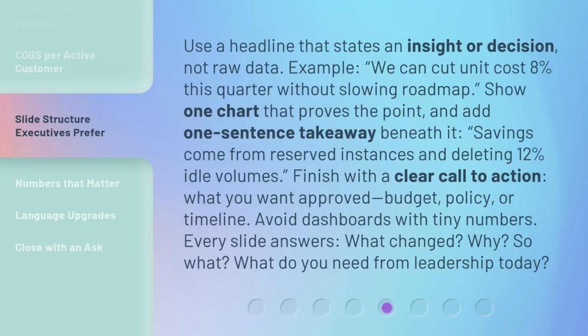Use a headline that states an insight or decision, not raw data. Example: we can cut unit cost 8% this quarter without slowing roadmap. Show one chart that proves the point and add one sentence takeaway beneath it. Savings come from reserved instances and deleting 12% idle volumes.